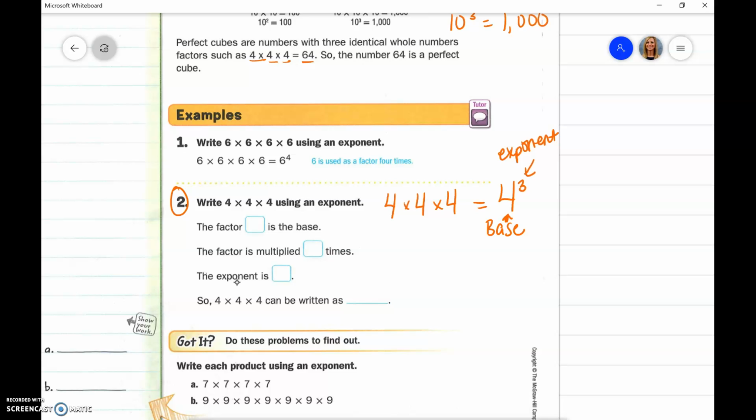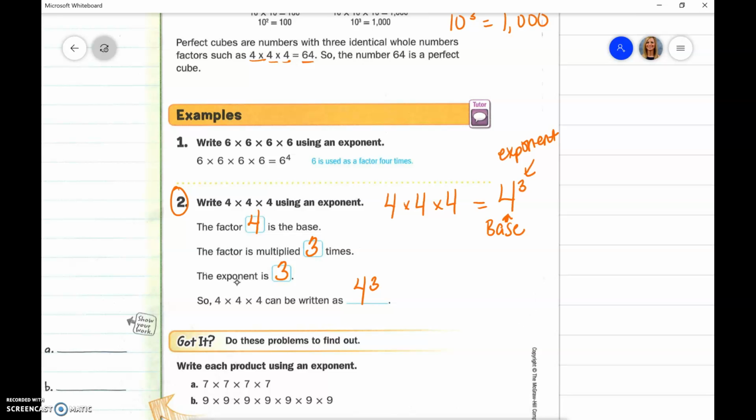So the factor is the base, which we said was 4. We found out that we are going to multiply that factor 3 times, so therefore our exponent is 3. And how do we write that in exponential form? We write 4 times 4 times 4 as 4 to the third power. Okay, 4 to the third power.